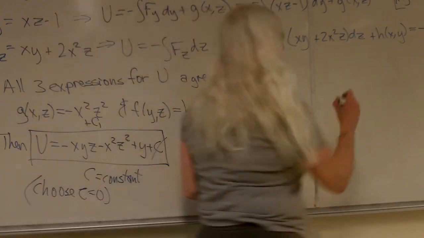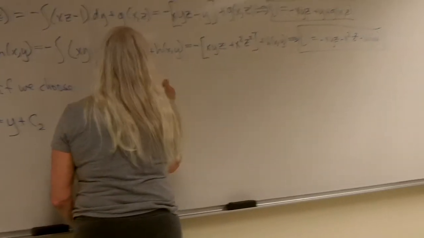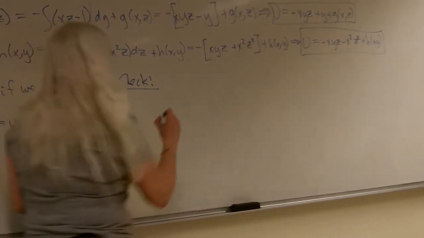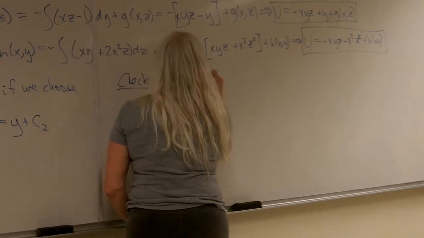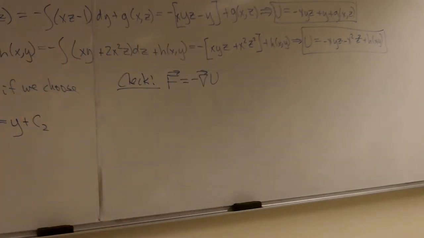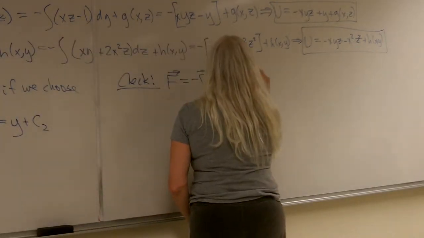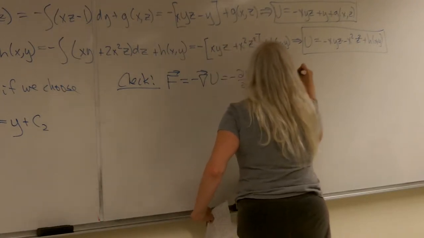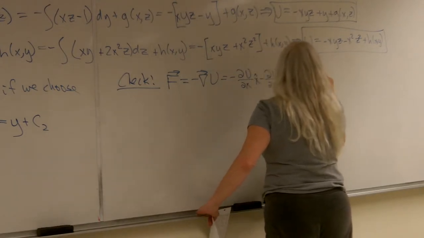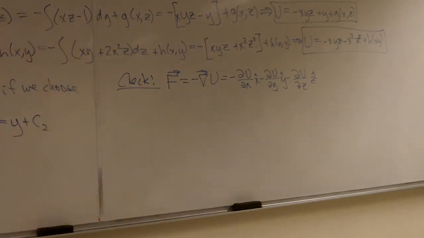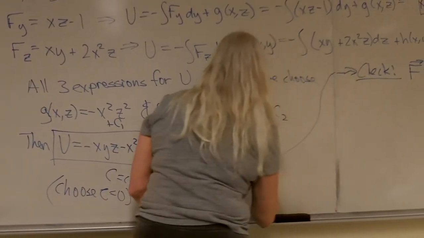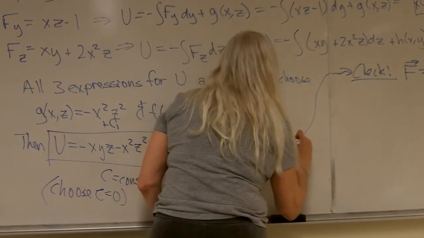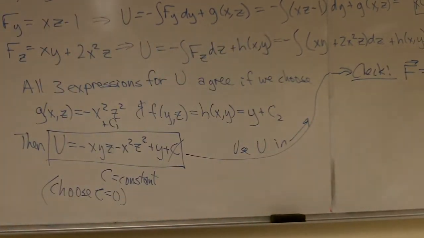Okay, oh, by the way, as a double check, we know that F is supposed to be given by minus the gradient of U. Okay? And of course, in Cartesian coordinates, this will be minus dU/dx times x hat, minus dU/dy times y hat, minus dU/dz times z hat. So let's take the U that we have found, our answer, and use it here. And we should get the force back that we started with. That's just to double check that we haven't made any mistakes along the way.